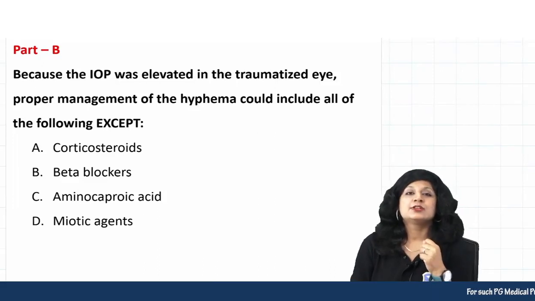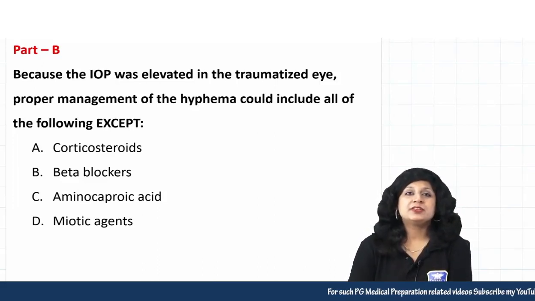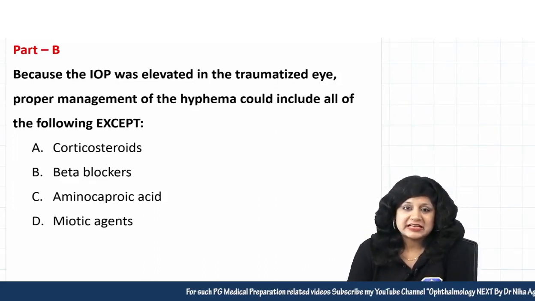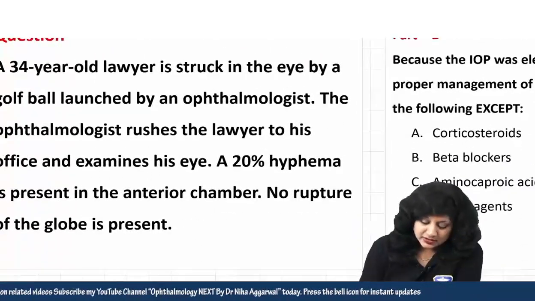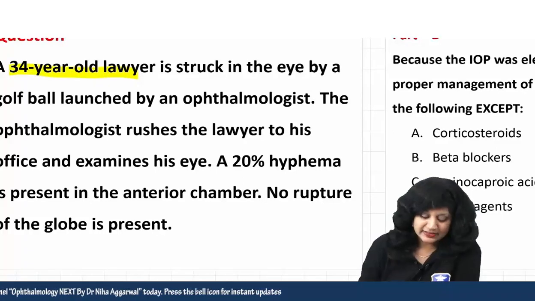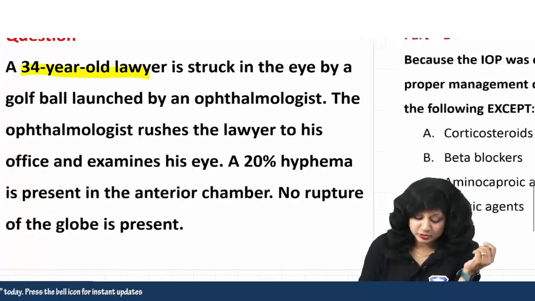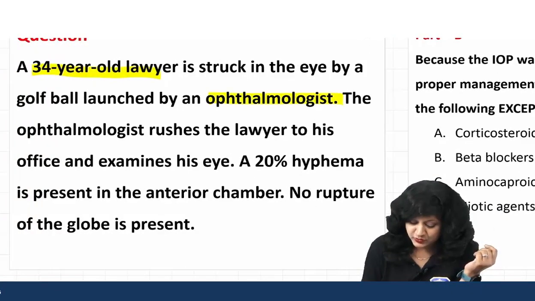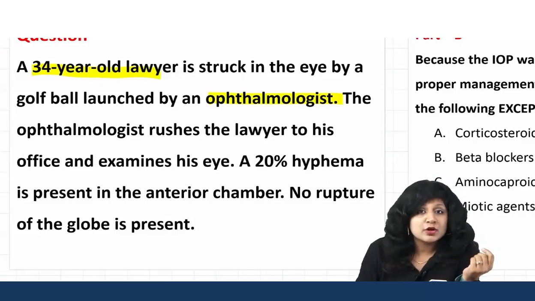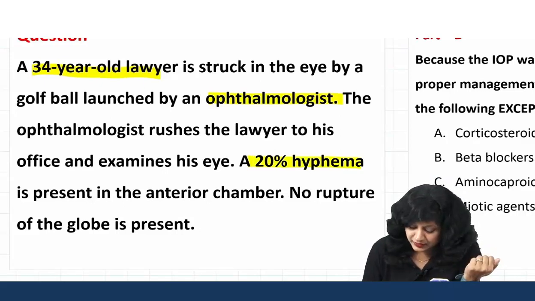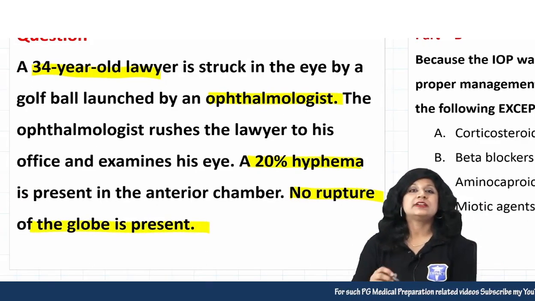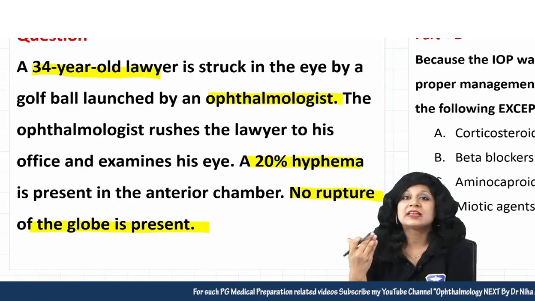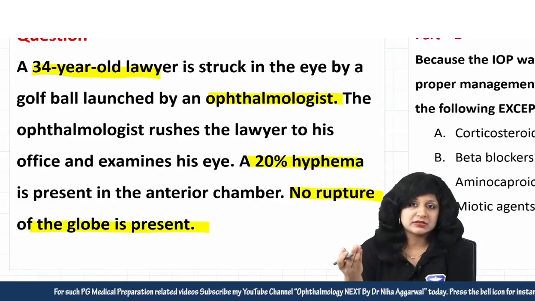Hello guys, so this is part B of the NEET PG pattern question that we discussed last time. So what was the question? The question was that a 34-year-old lawyer was struck in the eye by a golf ball launched by the ophthalmologist. The ophthalmologist rushes the lawyer to his office, examines the eye, and finds 20% hyphema and no rupture of the globe. We have already seen which types of glaucomas can occur and which glaucoma cannot occur in this case.